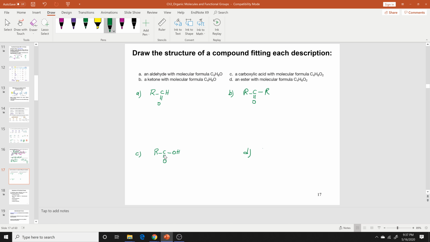And then for D, they need an ester, and this is how the ester looks. So you would know that you have a C double bond O, and this is what makes the ester. This is what makes the ketone. This is what makes the aldehyde, and this is what makes the carboxylic acid. And then you go ahead and look at your molecular formula.